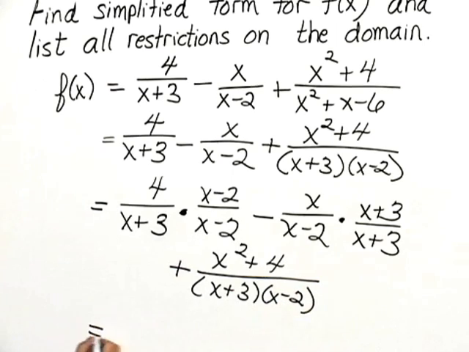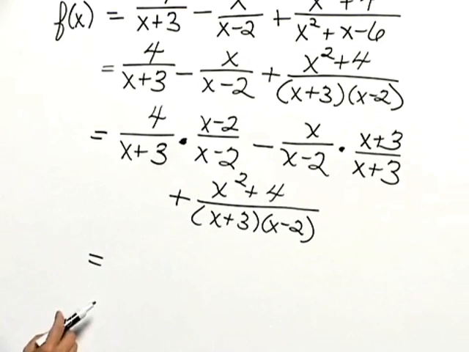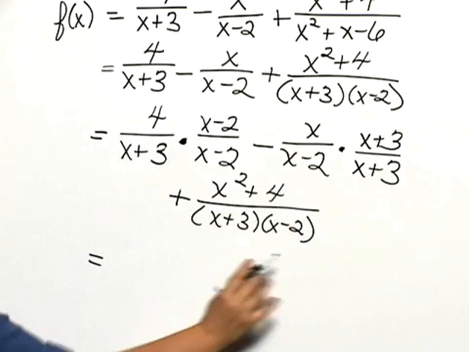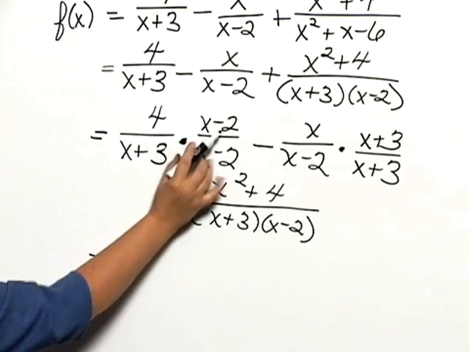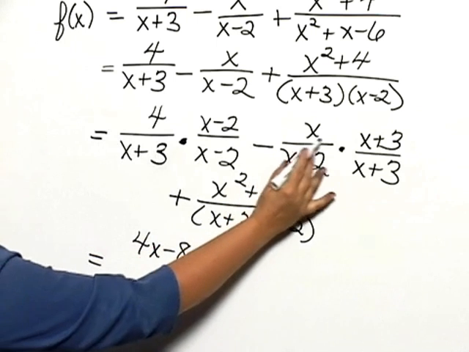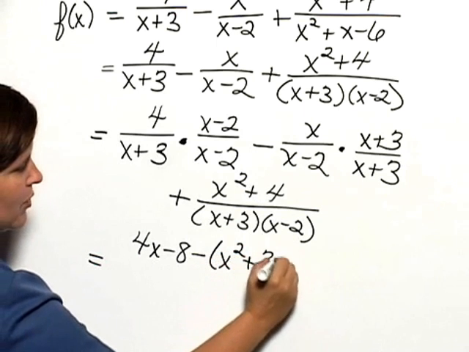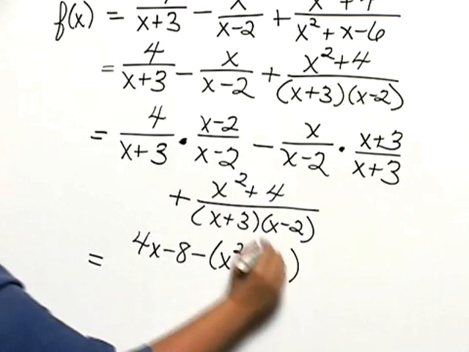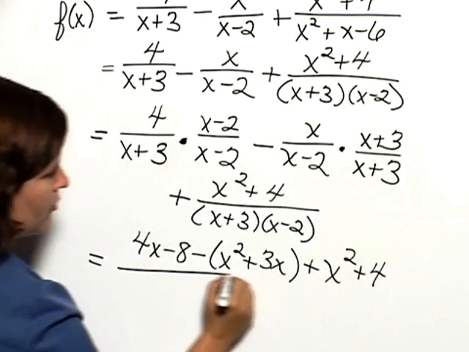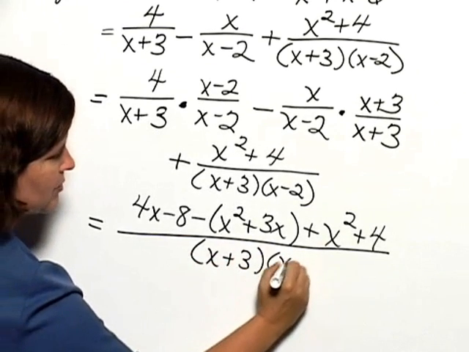Now in the next step I'm going to combine a little bit of steps. I have a common denominator after I multiply of x plus 3 times x minus 2. So I'm going to multiply this and write it out in the numerator. This will be 4x minus 8 minus, this will be x squared plus 3x. I put that in parentheses because I need to subtract both of those terms. And then plus x squared plus 4. And that is all over the common denominator of x plus 3 times x minus 2.